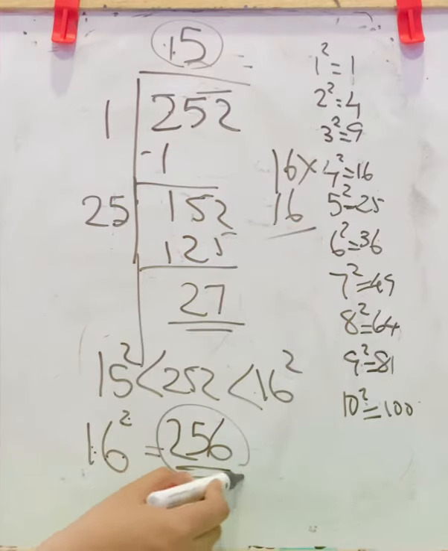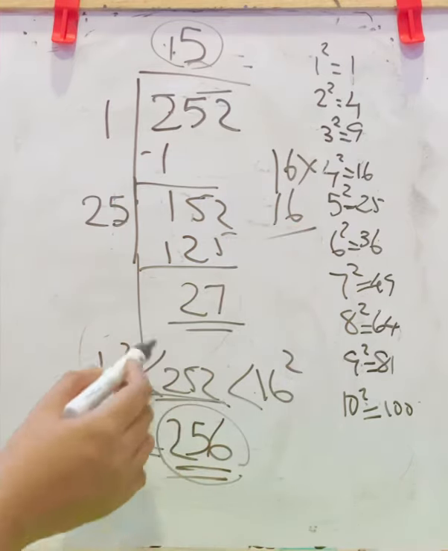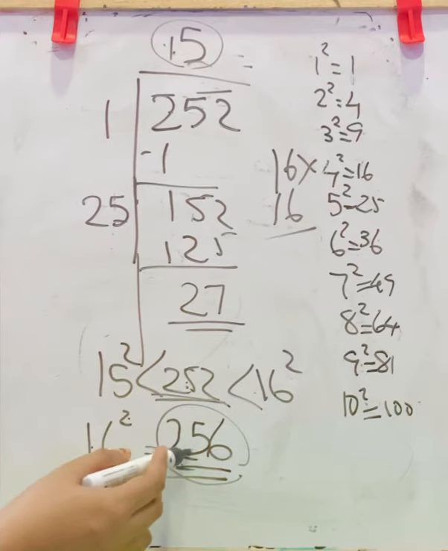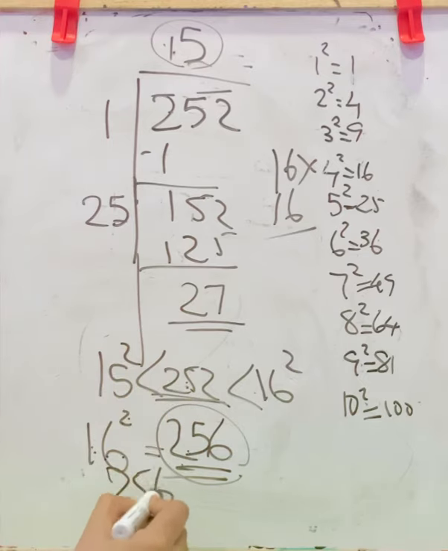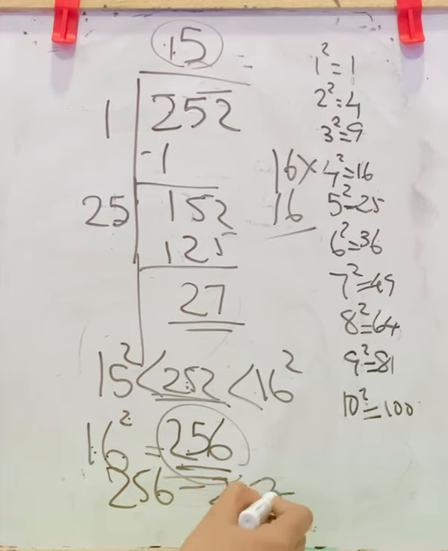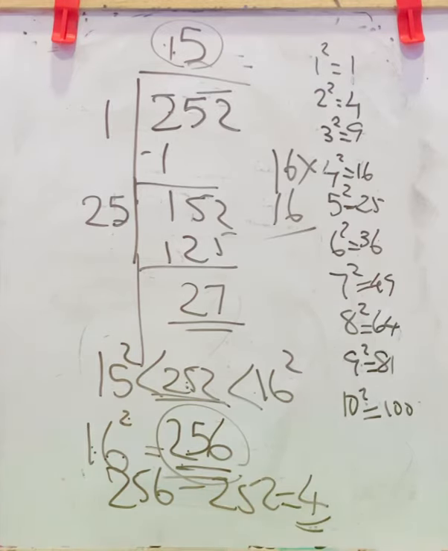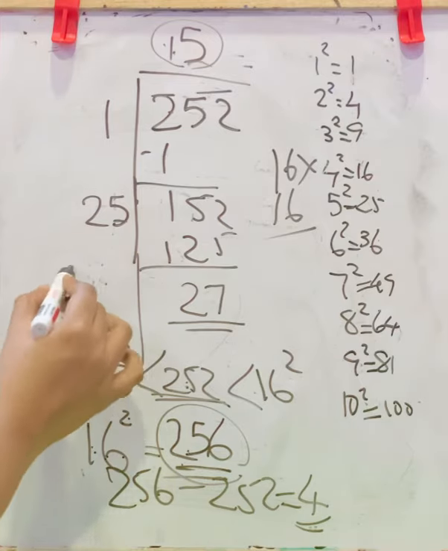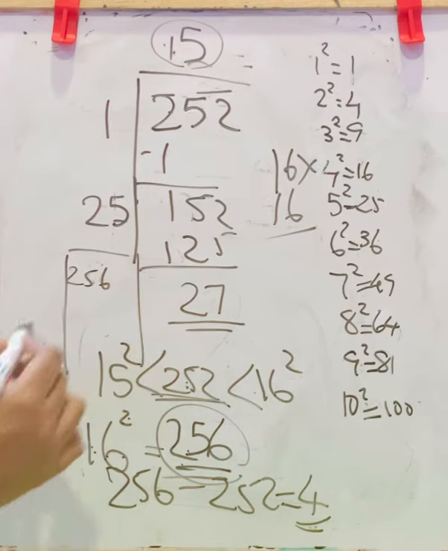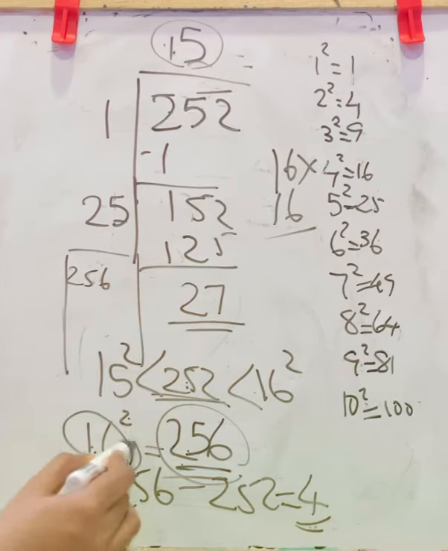So this is a perfect square. This is the question number. So what should be added to the question to get a perfect square? 256 minus 252. The answer will be 4. 4 should be added to 252 to get a perfect square. Now you can find the square root of 256 by the division method and verify whether it is 16 or not.